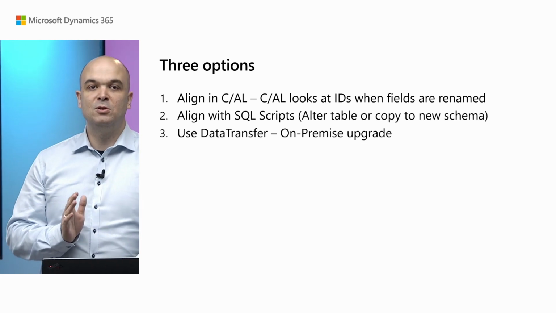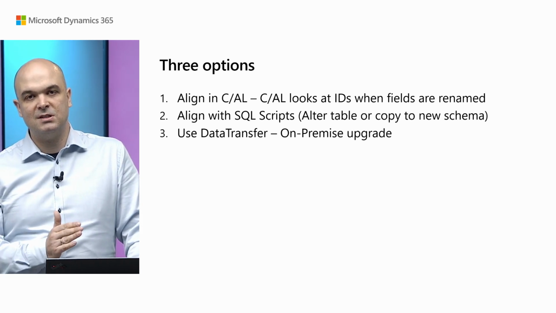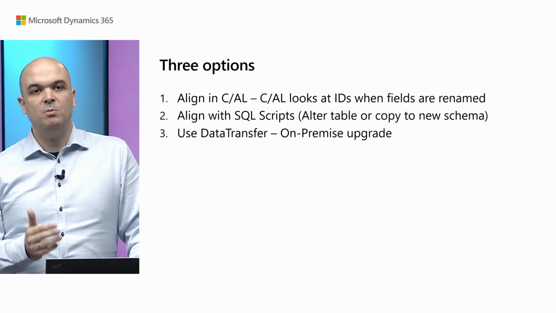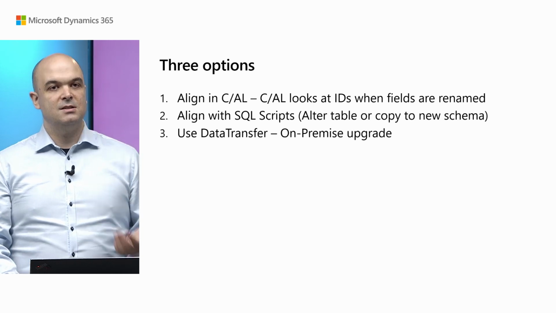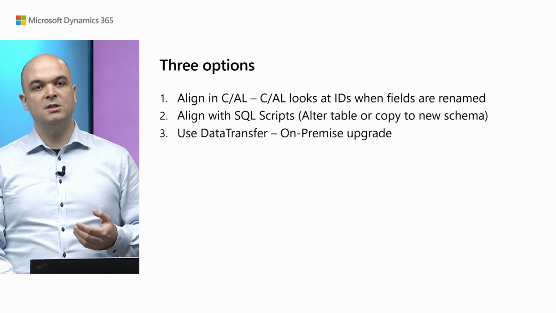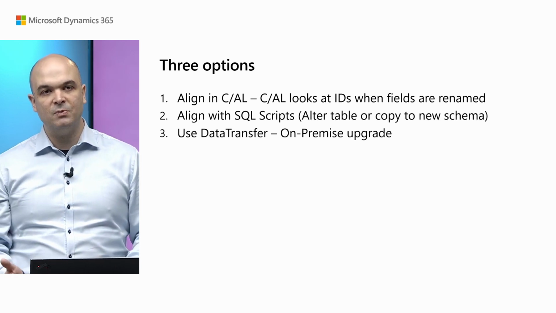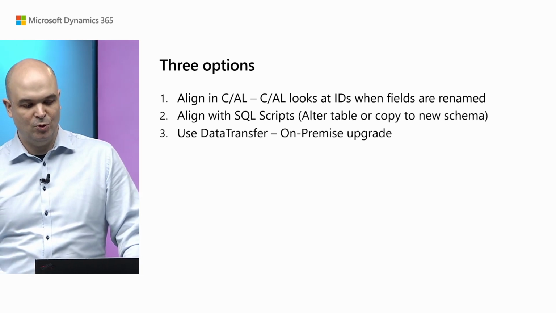Option number 2 is probably used by most of the partners. You can use SQL scripts to alter the table definitions, or you can also use them to copy the data from the old schema onto the new schema. Because, as I have said, the cloud migration tooling is simply looking at the SQL definitions. It's not looking at any other object properties. And the last option, if you're a large partner that is running on-prem upgrade as well, is to use data transfer objects, so you can move the data from the old fields into the new fields. A data transfer object is essentially a SQL query, so it's quite fast in moving the data.